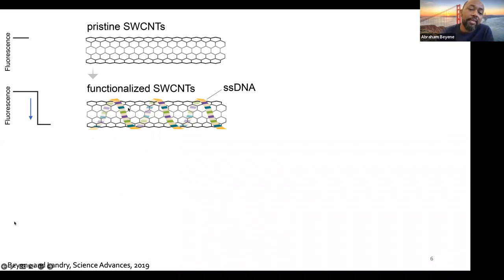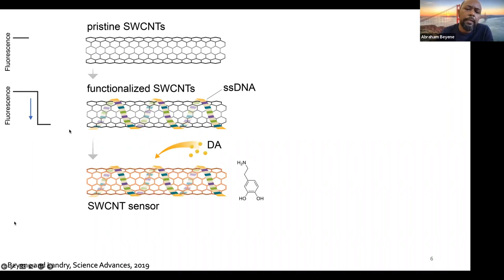But this does happen. So this fluorescence quenching does happen, and then this quenching can be reversed for some sequences of single-strand DNA by the addition of a neurochemical that we encounter in the brain. These are called catecholamines, of which dopamine happens to be one. So I'm showing that here. So you see this reversal in quenching can actually be used for imaging dopamine and studying dopamine in real biological systems, which I will get into in the later parts of my presentation.